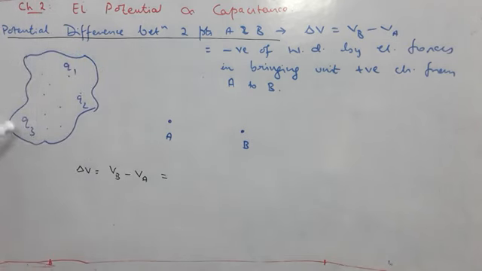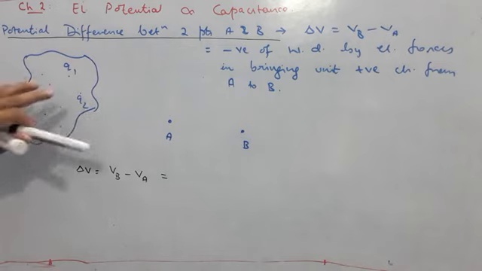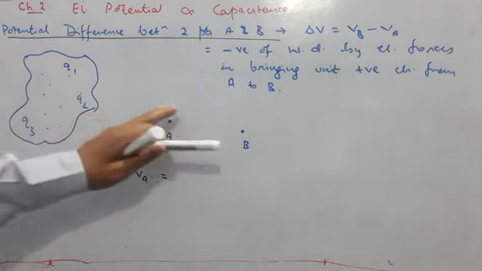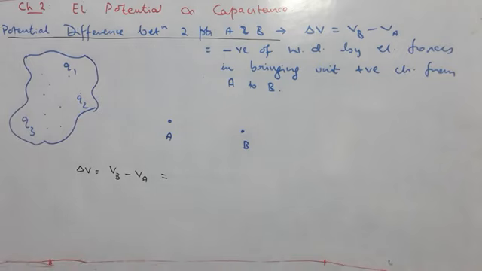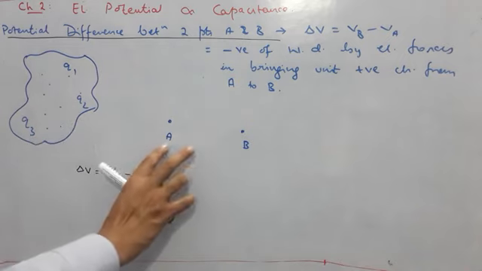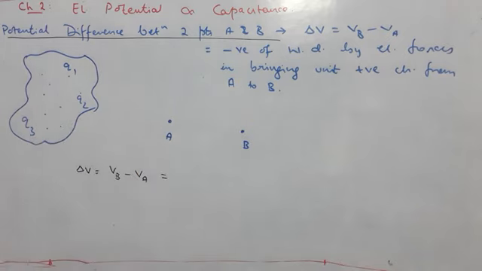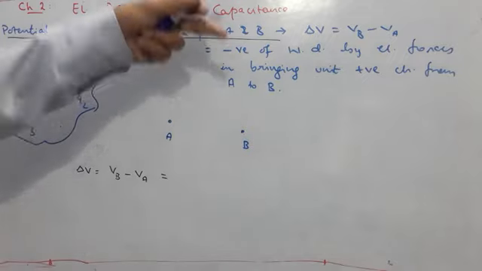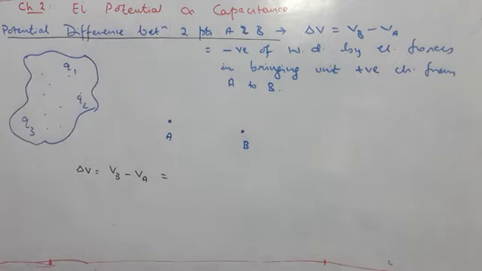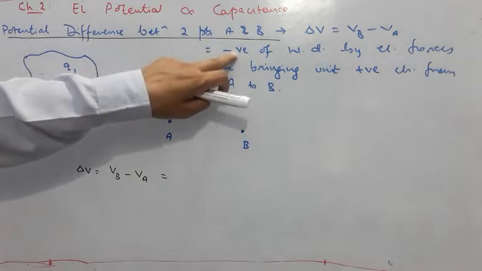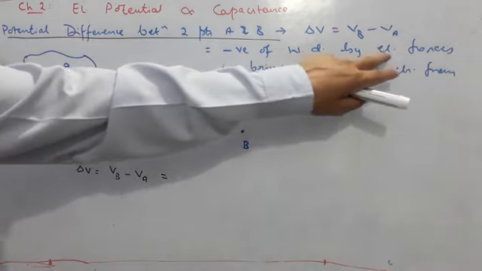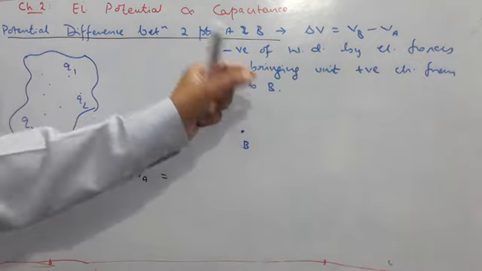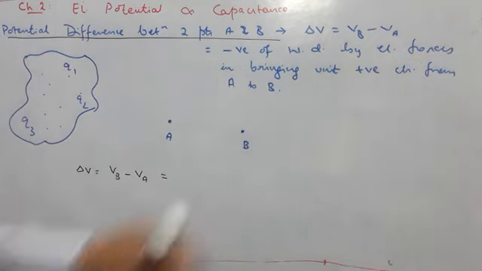Suppose there be some charge configuration. These charges, we know they will produce some electric field in the region around them. Now we have 2 points A and B. We wish to know what the potential difference between these 2 points means and how we would calculate that. It has a definition given like so: potential difference between 2 points, say A and B or 1 and 2 or P and Q, is defined as negative of the work done by electrostatic forces in bringing unit positive charge from A to B.